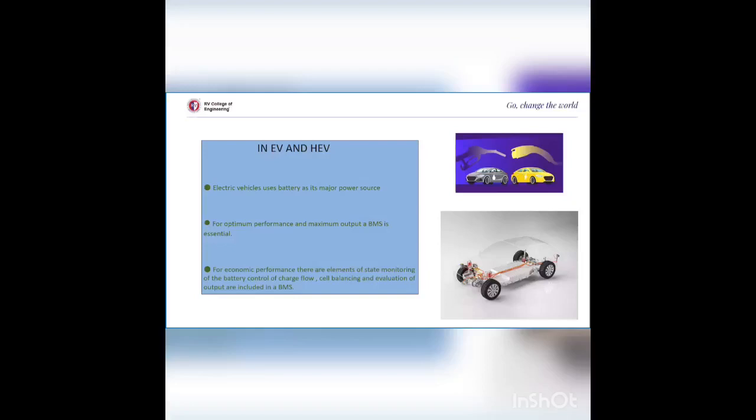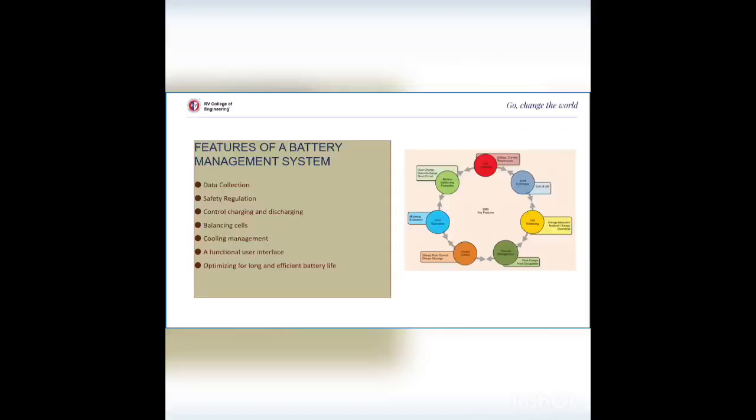And to get the maximum power output from this battery and to manage it in various scenarios, a battery management system is a must. For economic performance, there should be elements of state monitoring of the battery, control of charge flow, cell balancing, and evaluation of output included in a battery management system.